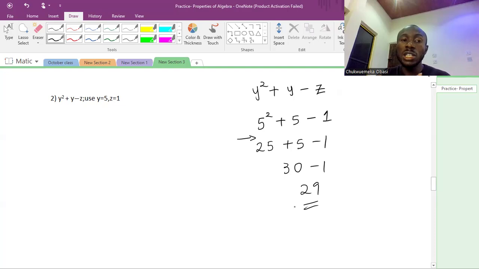And this is where we are going to be stopping today. We're going to leave you a series of practice problems on properties of algebra. So you go ahead and solve them and let us know if you have any problem.